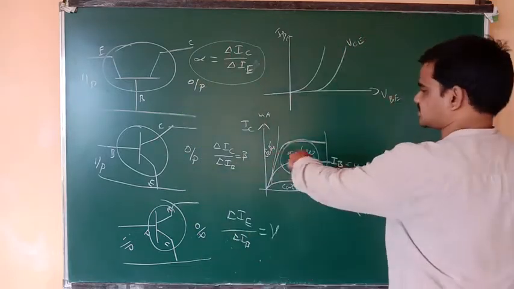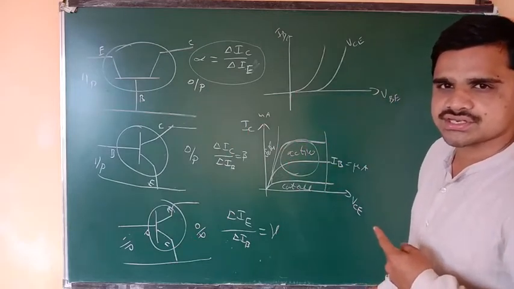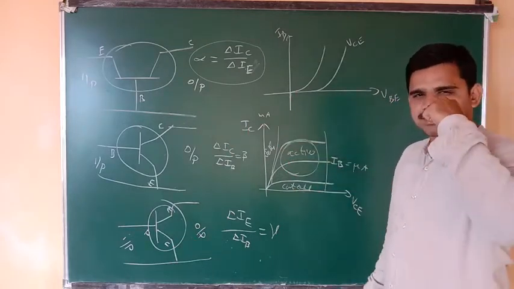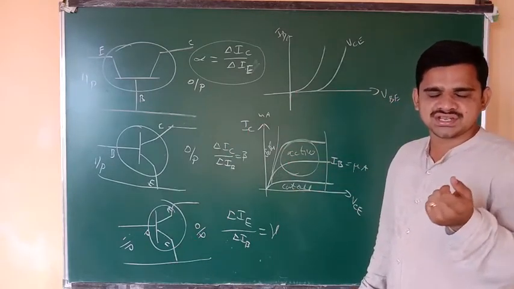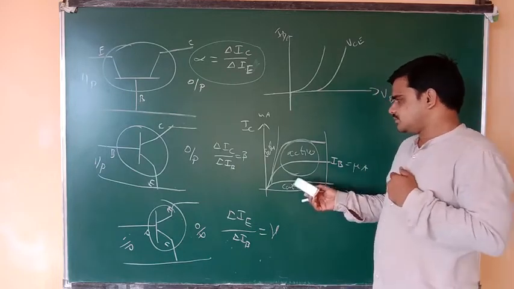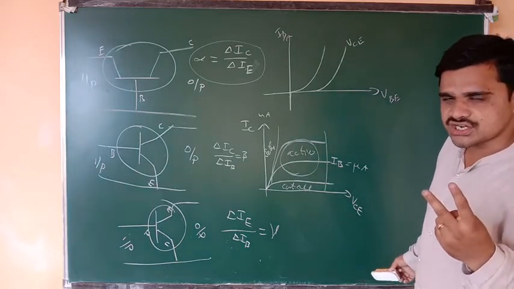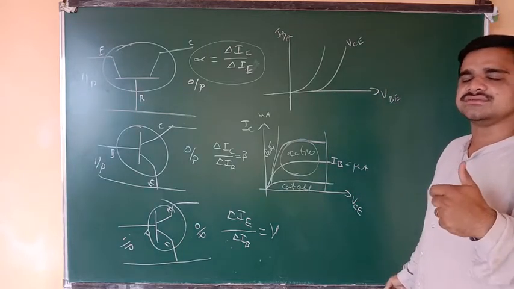When is this transistor in the active region? When we will get this active region? When you are connecting the emitter junction in forward bias and the collector junction in reverse bias. And when will we get the cutoff region? When these two junctions are connected in reverse bias, then we will get the cutoff region.